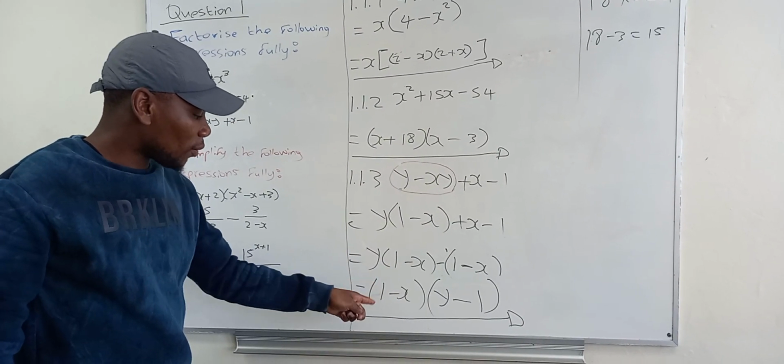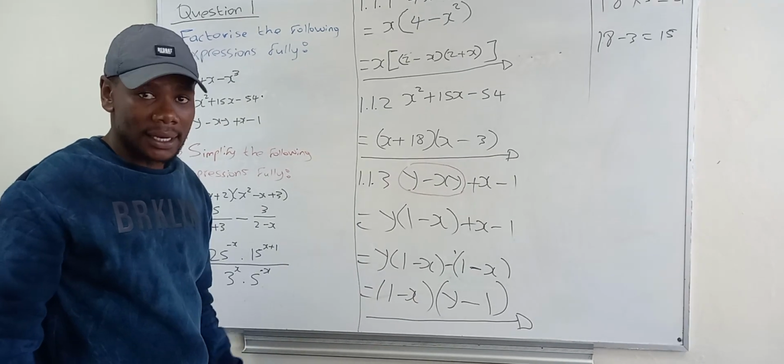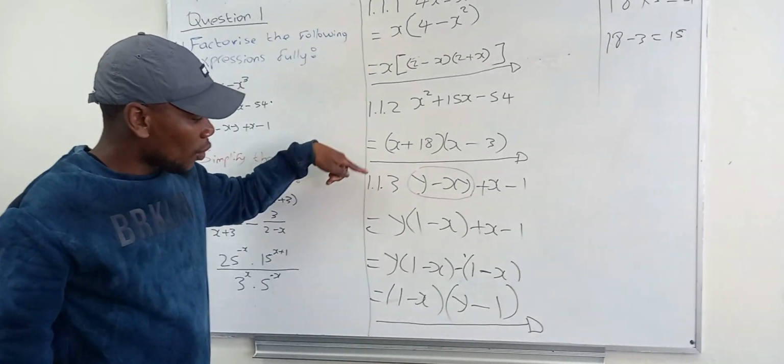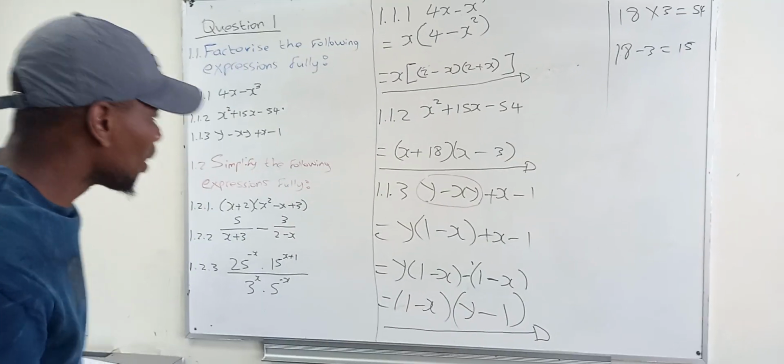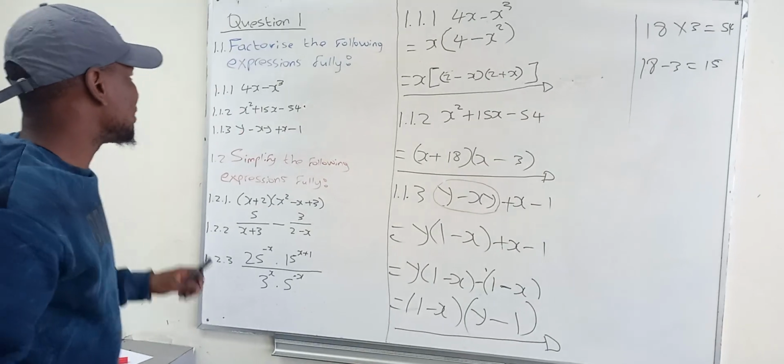It's the bracket of 1 minus x into y minus 1. This is your answer for 1.1.3. So we are done with factorization, guys.